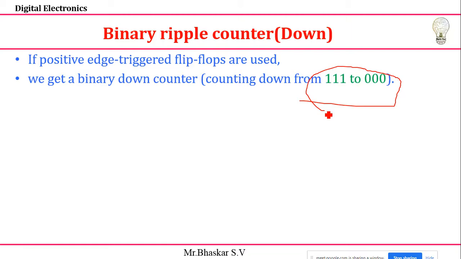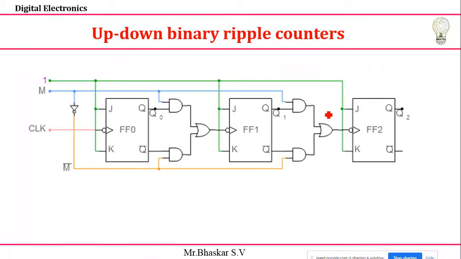In order to control this, because I need to decide whether I need to go for an up mode or the down mode, I'm going to take one of the inputs, that is taken as a mode. Just see the next topic: asynchronous up down counter, up down binary counter.